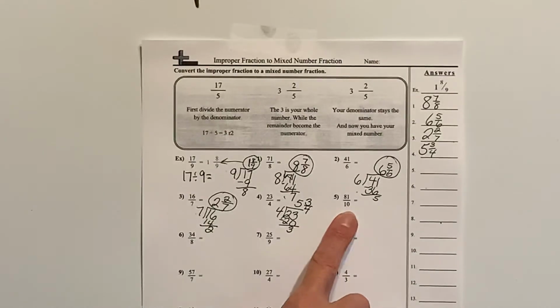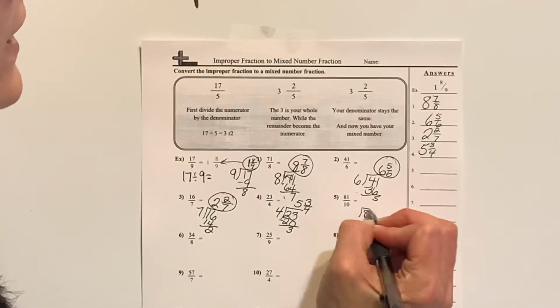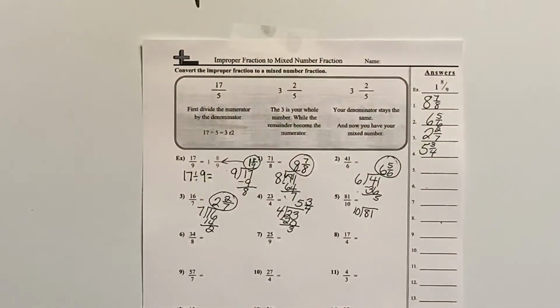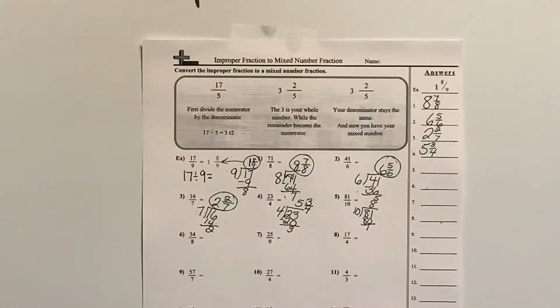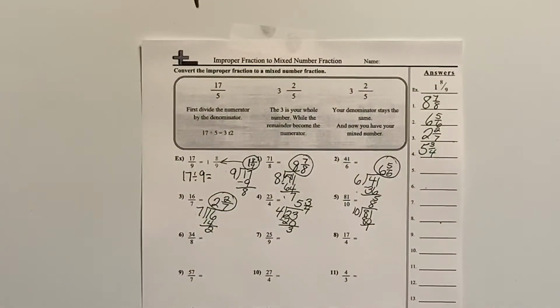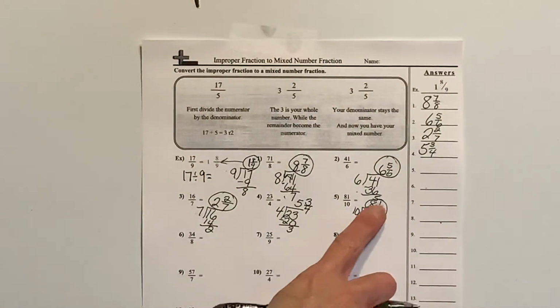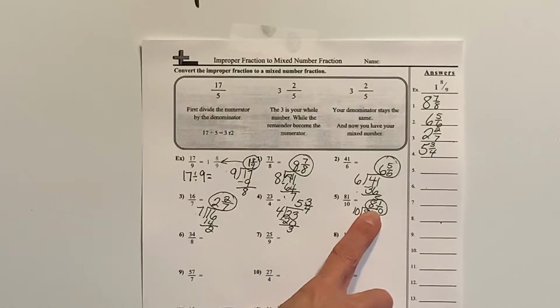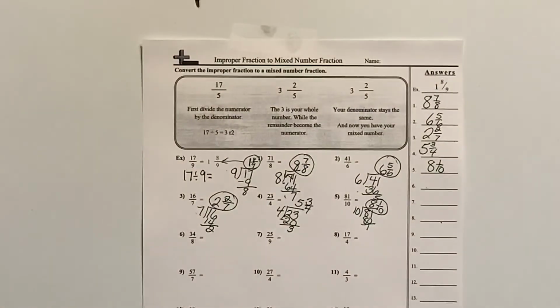All right, number 5, 81/10. So I've got 81 divided by 10. Well, when I count by 10s, 10, 20, 30, 40, 50, 60, 70, 80, 90 goes too far. I've got to back up. That would be 8 10s, which would be 80. That would give me 1 left over. Normally, if I was writing a remainder, 1 would be my remainder. I'm not. I want to write it in fraction form. So 1's my numerator, tenths would be my denominator. 8 and 1/10.